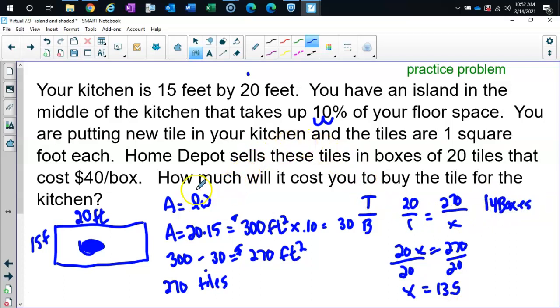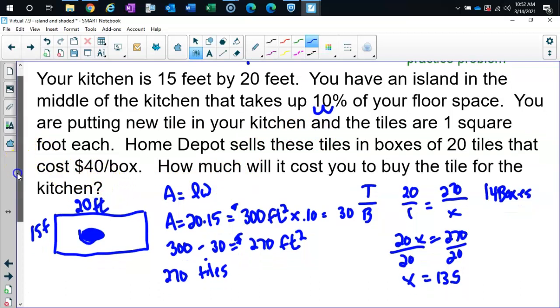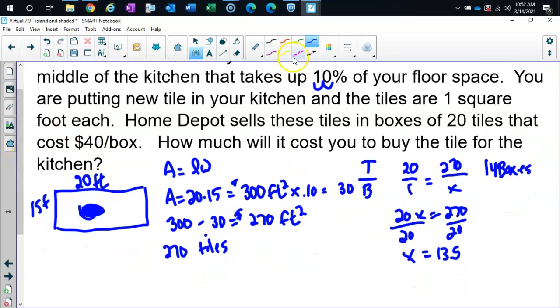All right, last but not least, boxes cost $40 each. Find the cost. Go. All right, I'm going to set up one more proportion, and I'm going to do cost over box. It is $40 for 1 box. We've got 14 boxes. That goes in the denominator. 14 boxes for X dollars. Cross multiply. 1 times X is X. 14 times 40 is $540.